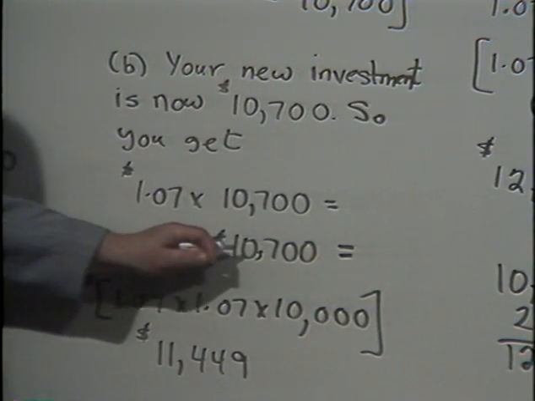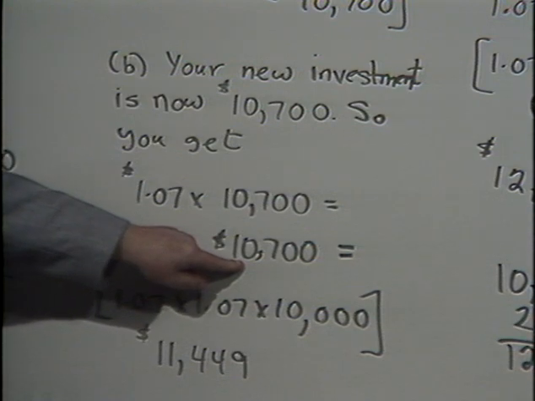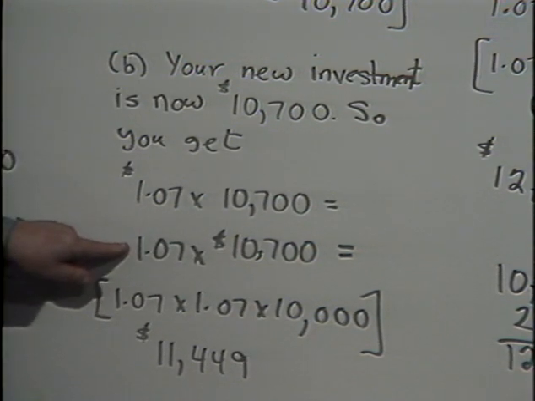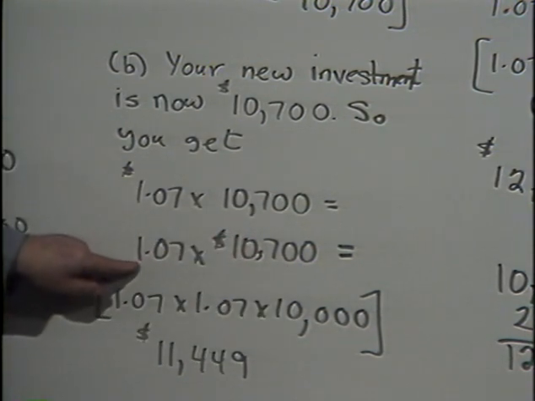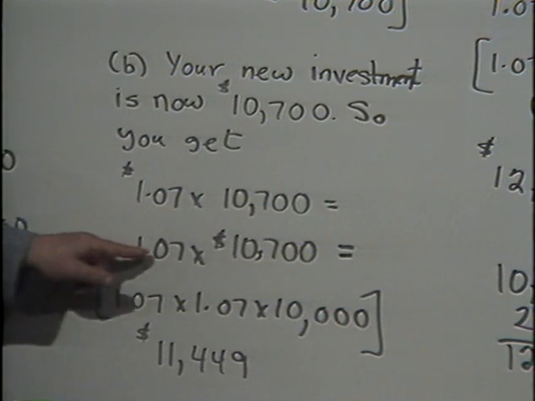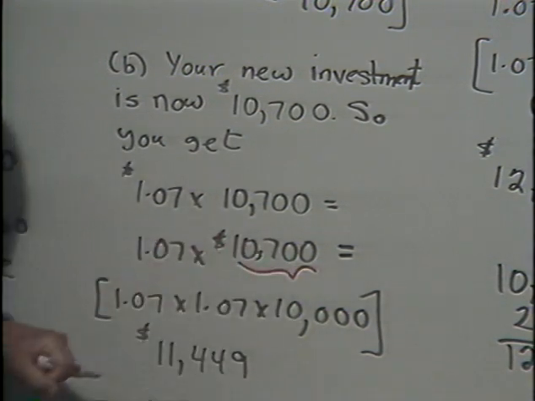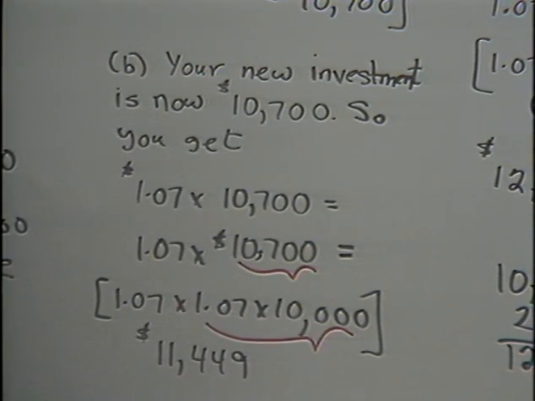By the way, just to make this easier to handle, since it's the money that you have in there that you're more interested in, let me put the dollar sign on this one and leave it off on this one. In other words, my 10,700 gets multiplied by 1.07. And by the way, to help you see what the pattern is here, what was the 10,700? Wasn't that what I got after I multiplied 10,000 by 1.07?